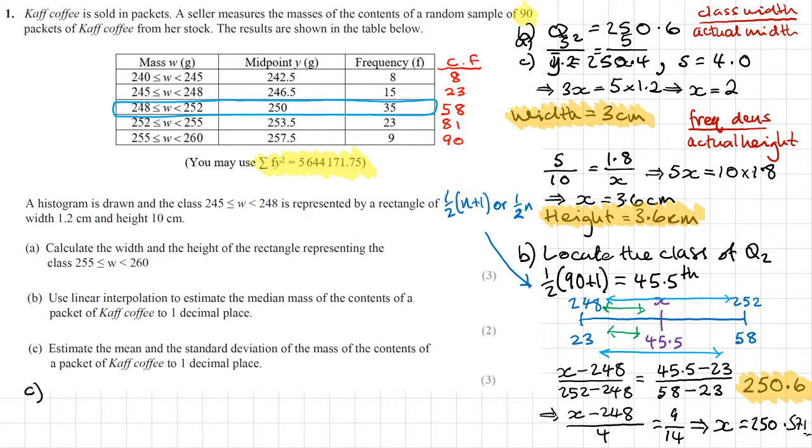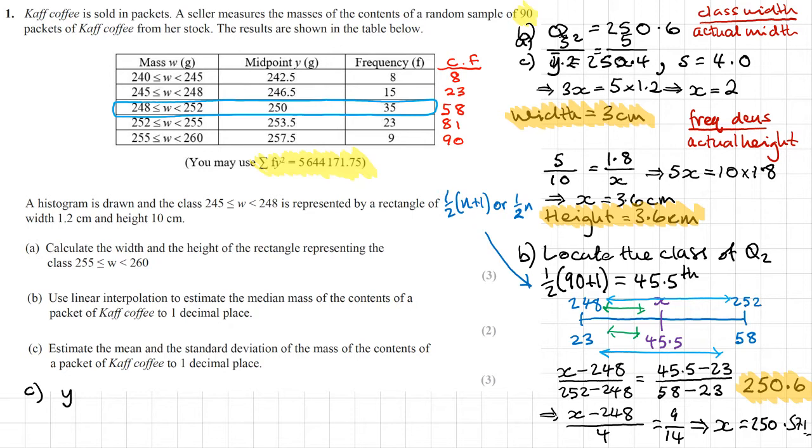And moving on to part C. Estimate the mean and the standard deviation of the mass of the contents of a packet of calf coffee to one decimal place. Now the quickest way to calculate the mean, and this is a mean of a sample, so we shouldn't really use the mu symbol, that's reserved for the mean of a population. We've got y, so it's going to be y bar rather than an x bar.